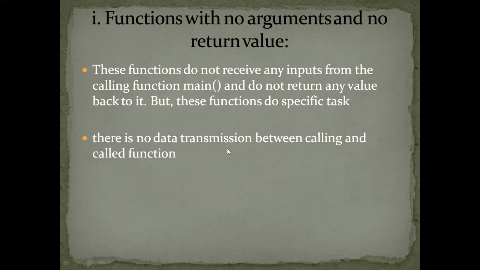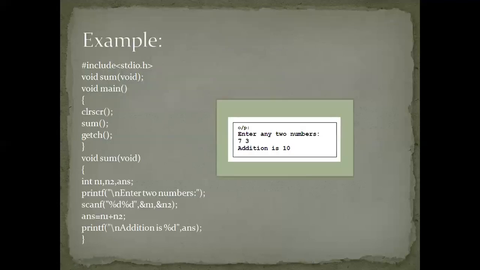There is no data transmission between calling and called function. Why? Because we are not going to pass any argument for that, and even the called function is not going to return any value. That is why there is no data transmission between the calling and called function. So we'll see one example, then you'll get an idea how this works.